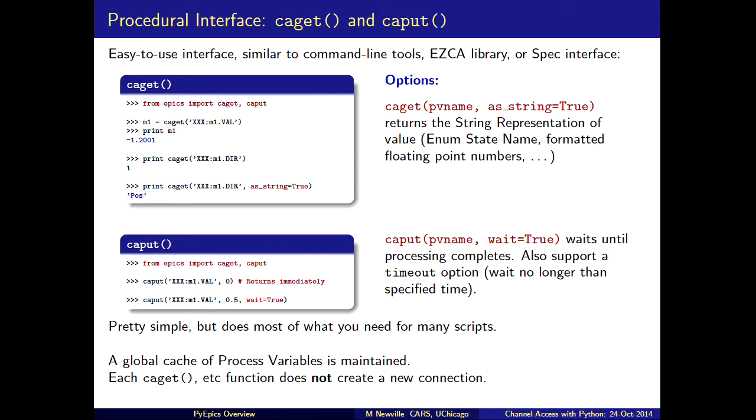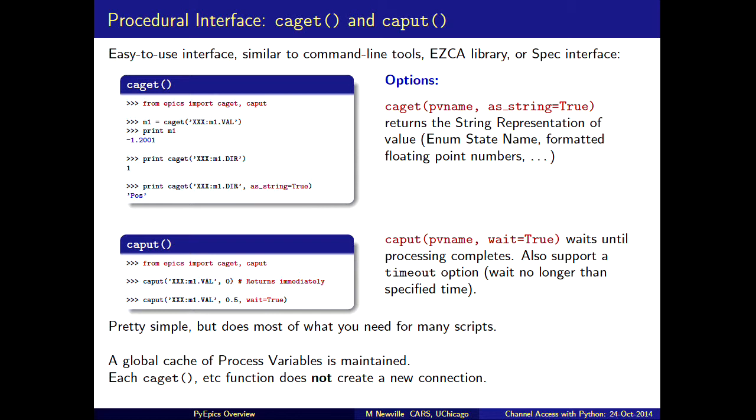And with put, the most important option in CA put is wait. Wait equals true means that this put will wait until the processing completely finishes. So that could take a very long time. If a motor is moving, it waits, and it can take a long time. And there is a timeout option to say to wait no longer than some specified time.